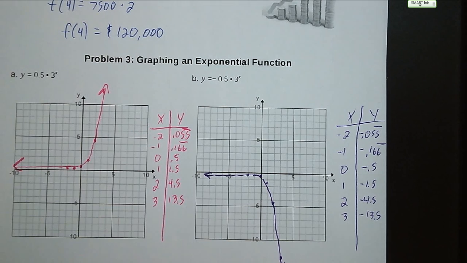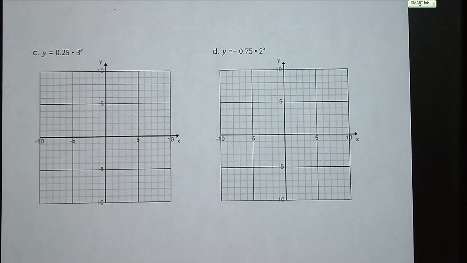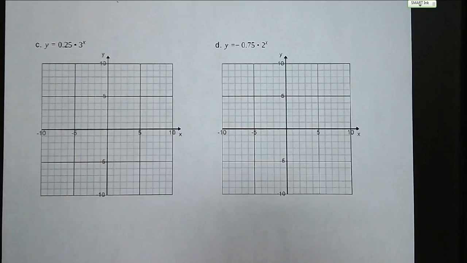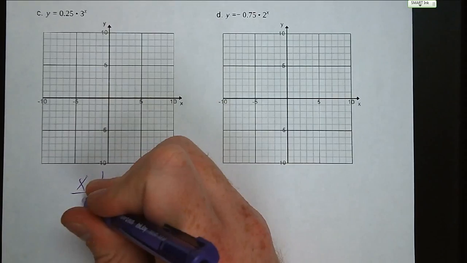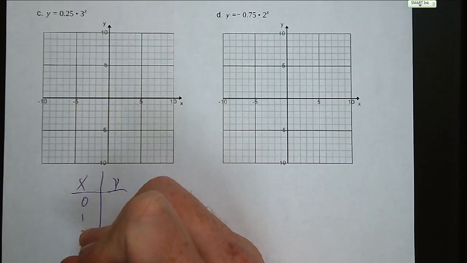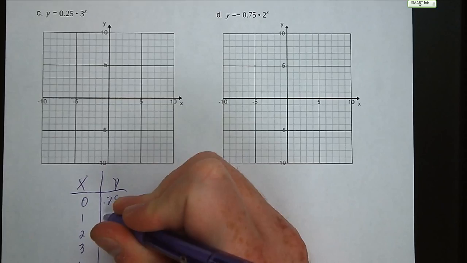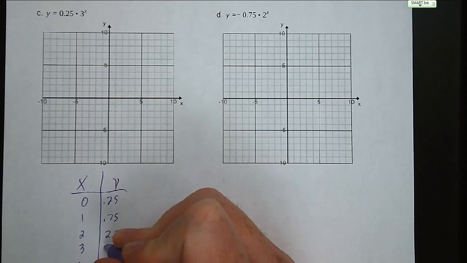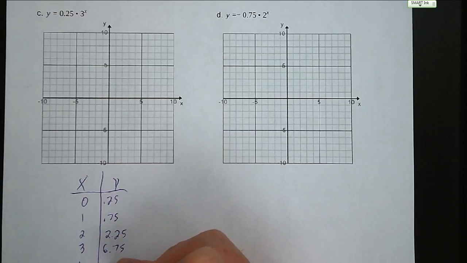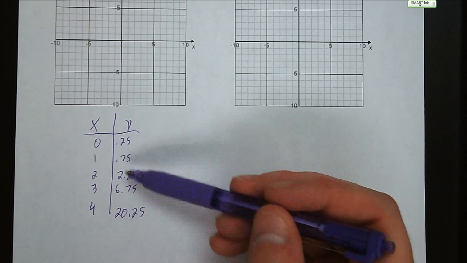All right. So moving on to letters C and D, I want you guys to try those two problems on your own, and I will go over them for you. So letter C, I create my table of values. I'm going to just start this one at 0, 1, 2, and 3, and maybe I'll go to 4. So 0 has a value of 0.25. Put in 1 for the exponent, it's 0.75. 2 for the exponent is 2.25. 3 for the exponent is 6.75. And 4 for the exponent is 20.25. Again, you can see how quickly things escalate when you start dealing with exponential problems.